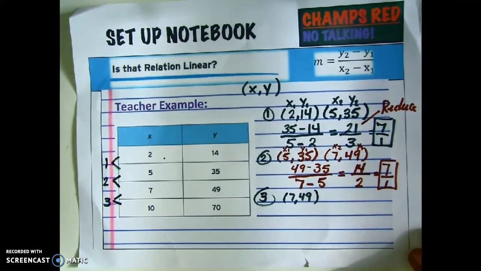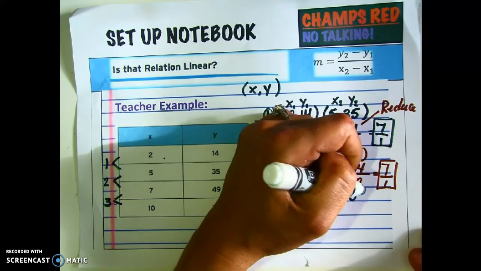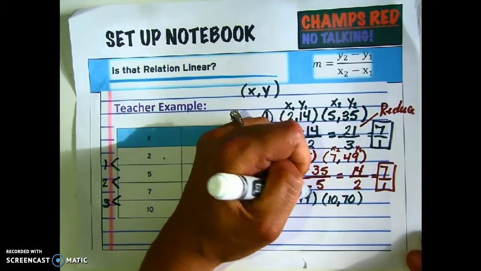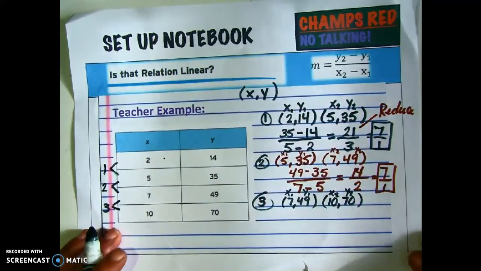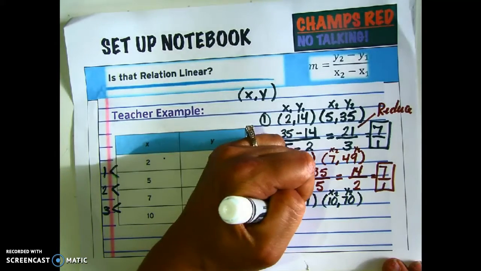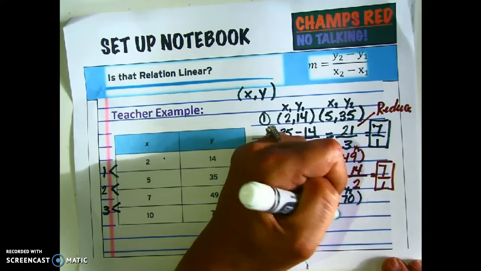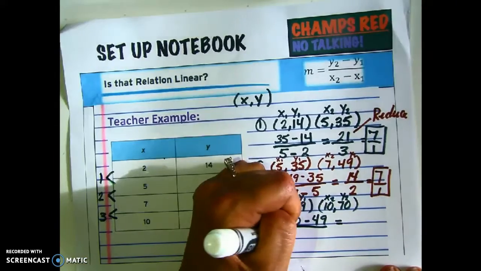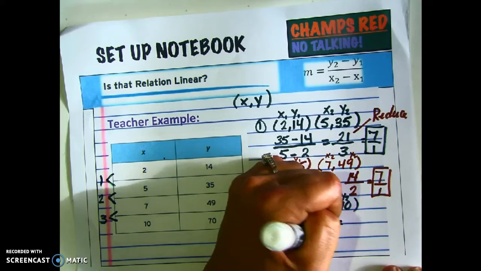And I'm going to have 10, 70. I'm going to label these as x1, y1, x2, y2. Back to my formula. I'm going to put 70 as my y2 minus 49 as my y1. This is going to be over 10, which is my x2, minus my x1, which is 7.